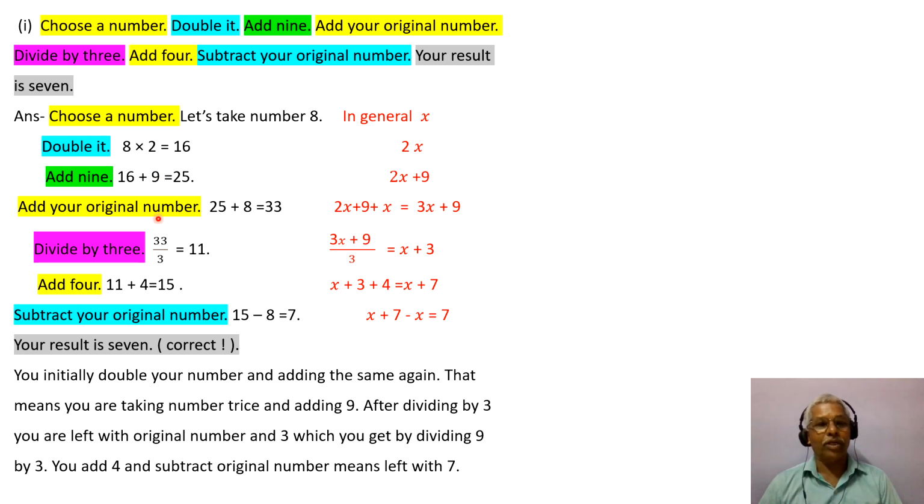You got 3 from here, 9 upon 3, and you are adding 4. So that 3 plus 4 gives you 7, which is the answer. Okay. So after many operations, for any number, you are going to get answer 7.